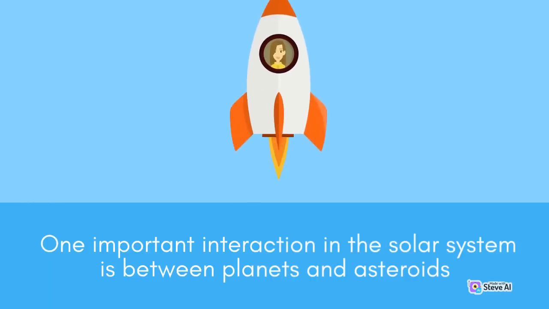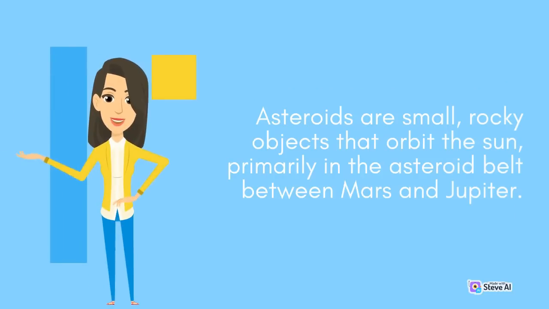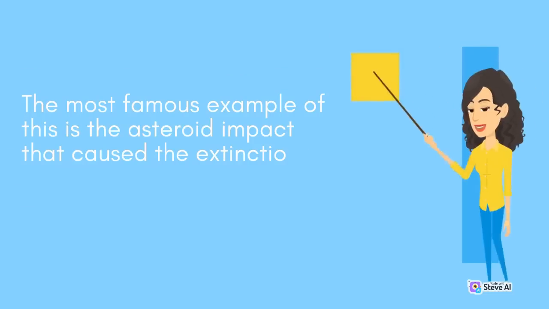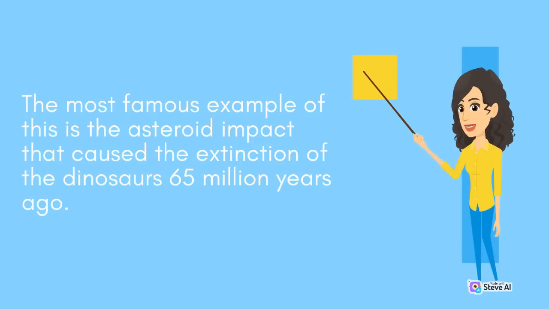One important interaction in the solar system is between planets and asteroids. Asteroids are small, rocky objects that orbit the Sun, primarily in the asteroid belt between Mars and Jupiter. Occasionally, asteroids can collide with planets, causing significant damage. The most famous example of this is the asteroid impact that caused the extinction of the dinosaurs 65 million years ago.